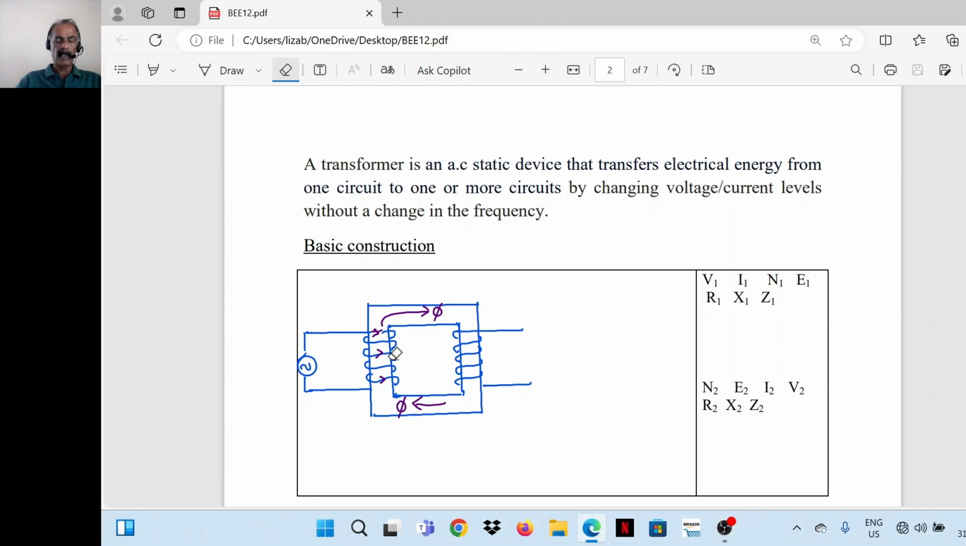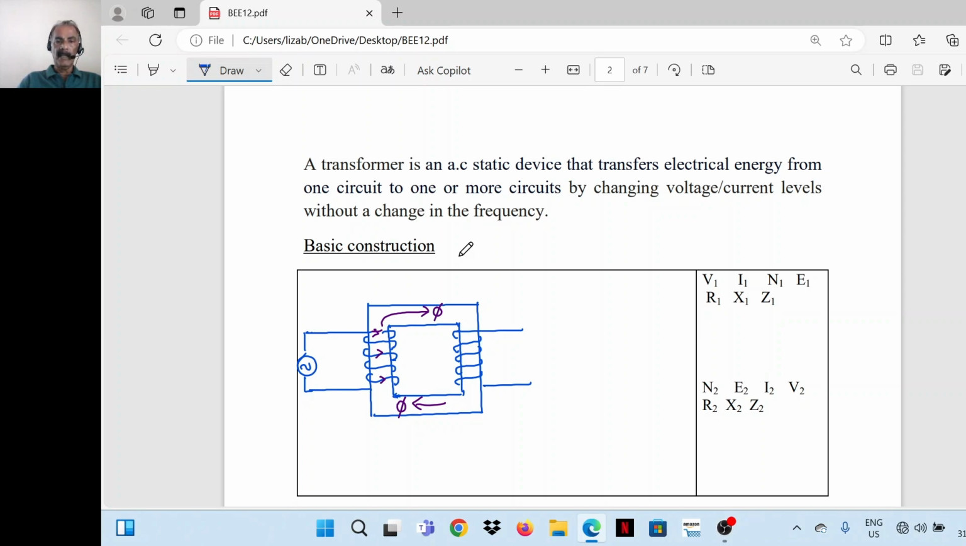So the figure given here has two windings. It is transferring electrical energy from one circuit to a second circuit. But there can be one more winding in the core. In that case, we can call this one primary, this one the secondary, and if a third winding is there, we can call it tertiary. If a tertiary winding is present, then electrical energy is transferred from primary to secondary as well as tertiary. That is the meaning of that statement.